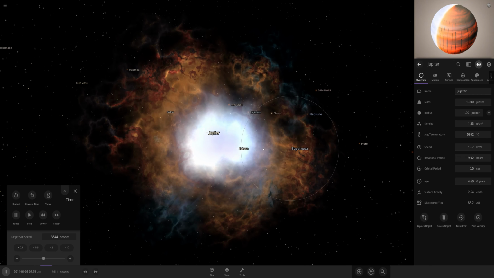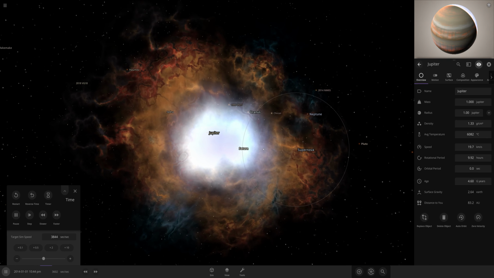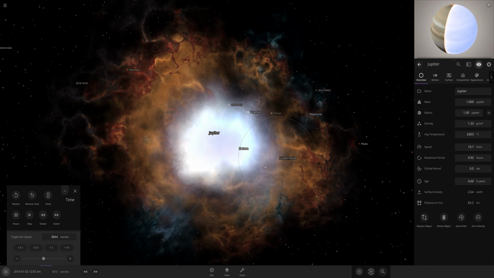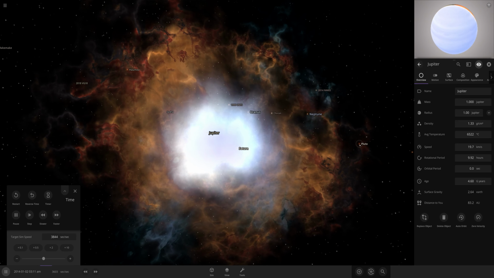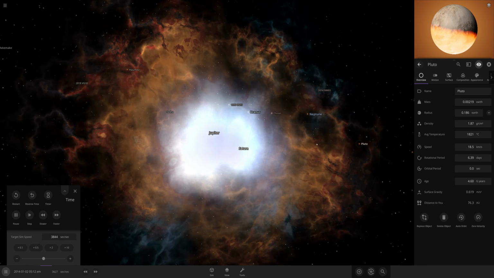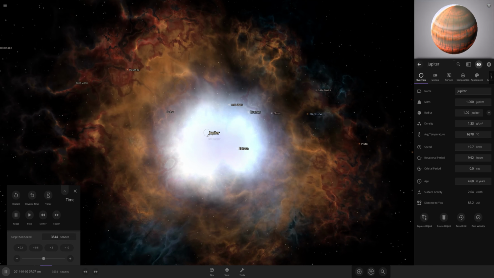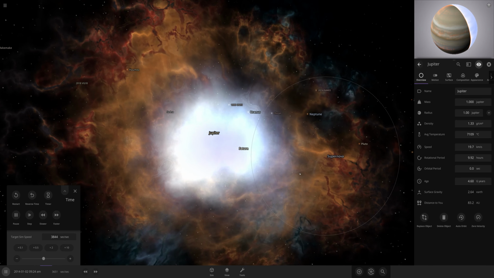It still hasn't been 2 days yet, I don't think. And again, Pluto's still okay. Oh, no, Pluto's finally hit it. All right, here's Jupiter.